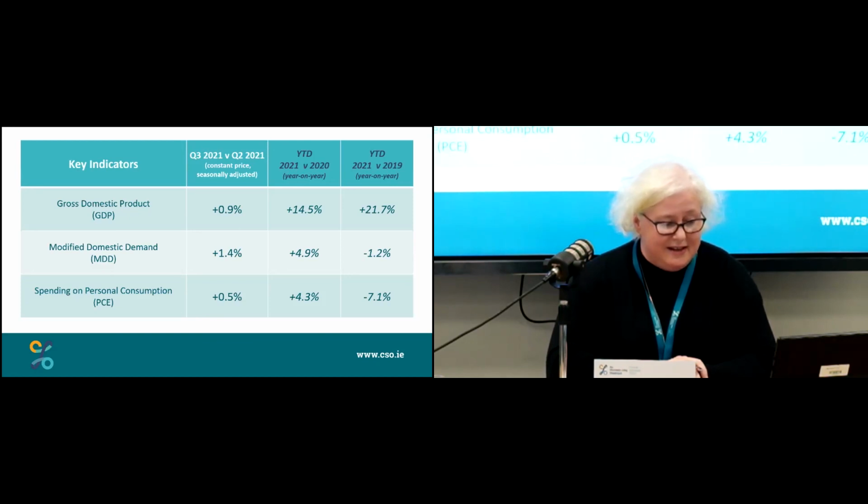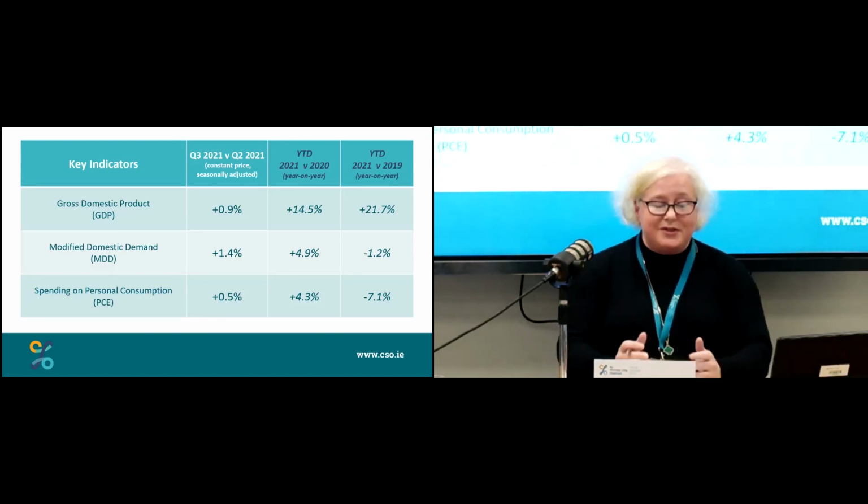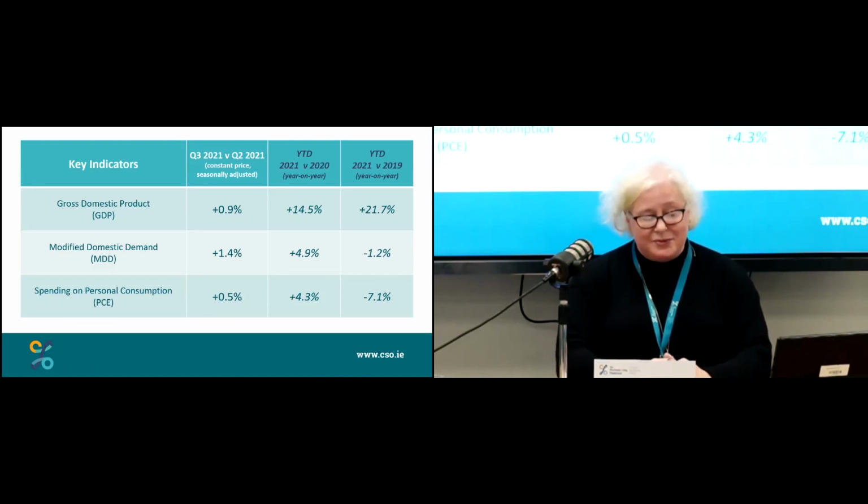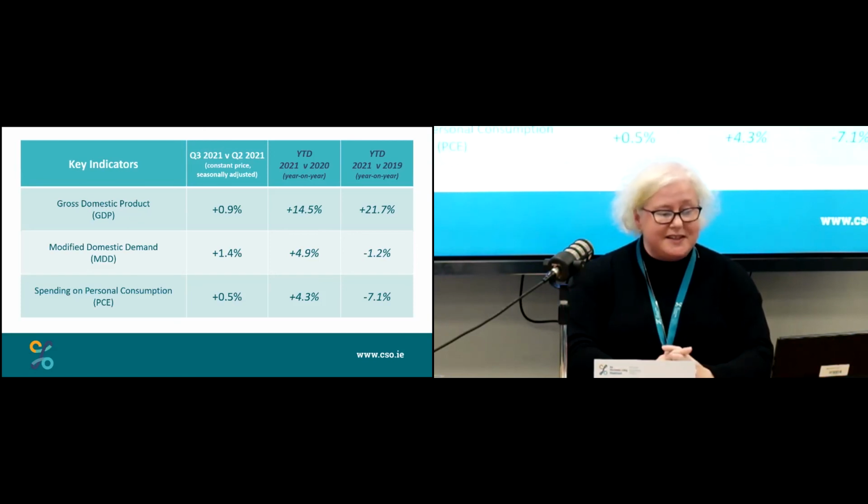We thought it was interesting as well to include the year-to-date comparisons for 2020 and then back to 2019 as well, kind of a pre-COVID comparison there. So GDP year-to-date 21 on 20 up over 14%, and year-to-date compared to 2019 up almost 22%.